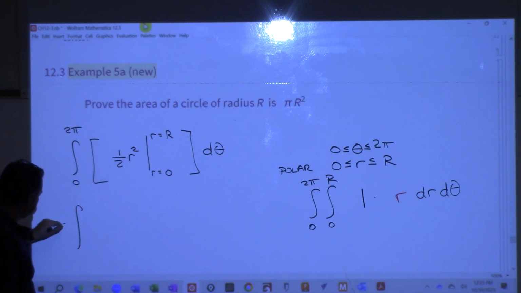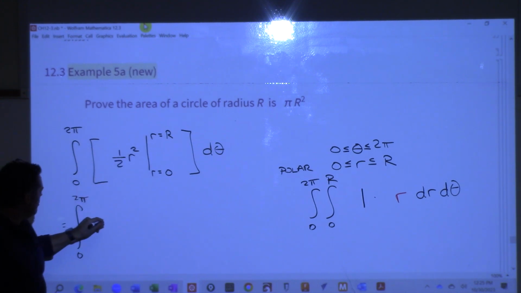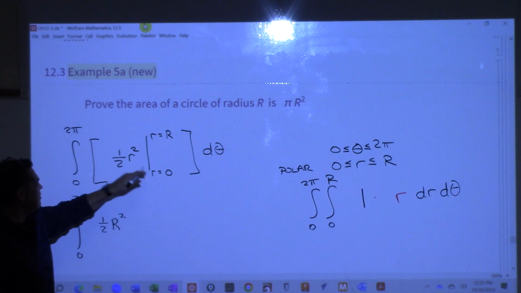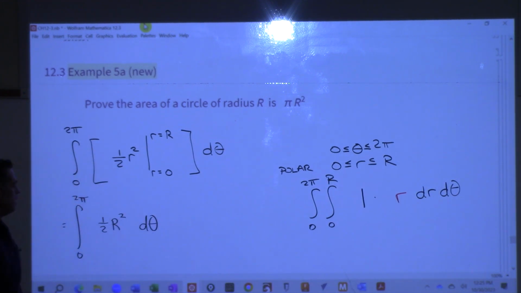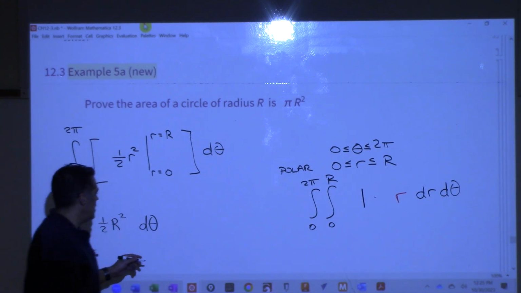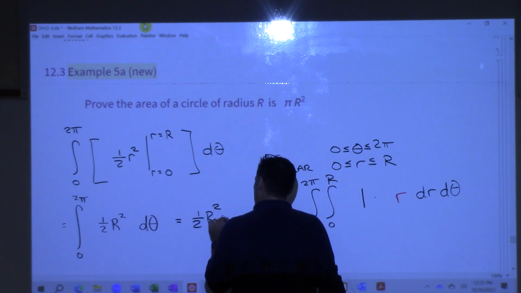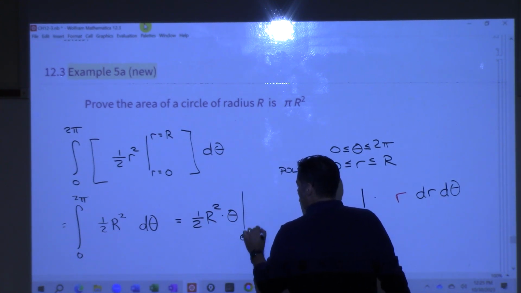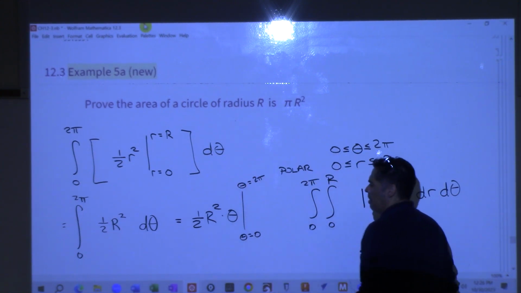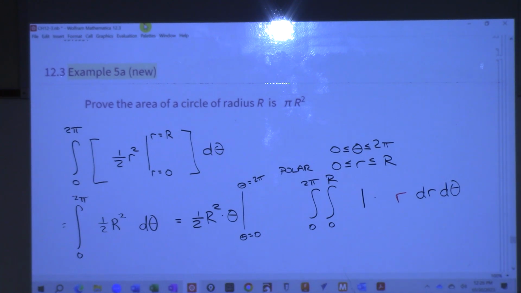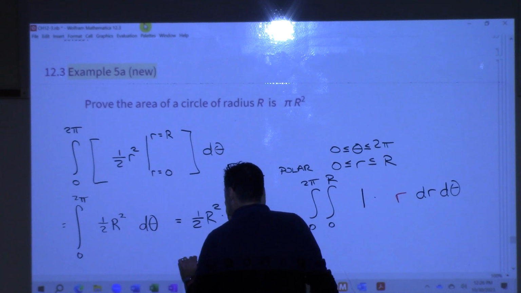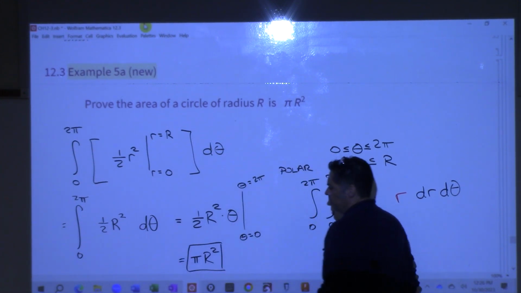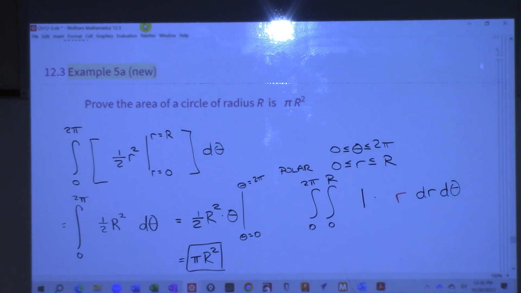Okay, what happens if you plug in capital R? You get 1/2 capital R squared. Plug in 0, you get 0. And this is just d theta. 1/2 capital R squared is a constant, right? So take the antiderivative of that with respect to theta, and you just get 1/2 capital R squared times theta, evaluating theta from 0 to 2 pi. When you plug in 2 pi for theta, what do you get? You get pi r squared. And when you plug in 0, you get 0. And that proves that the area of a circle is pi r squared. Kind of interesting. I think interesting.